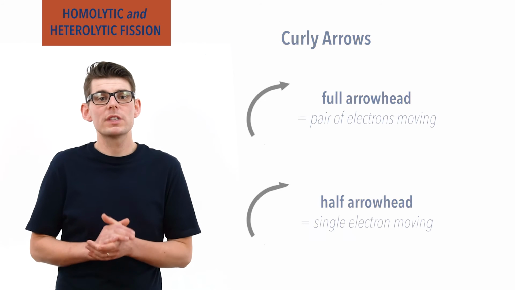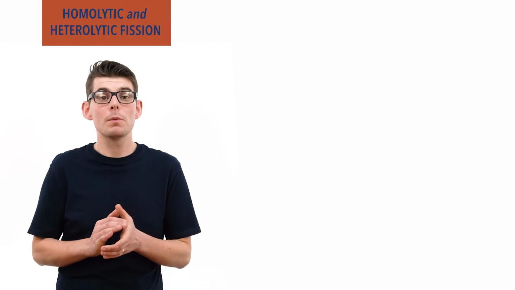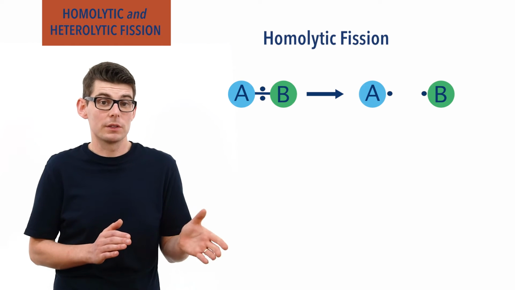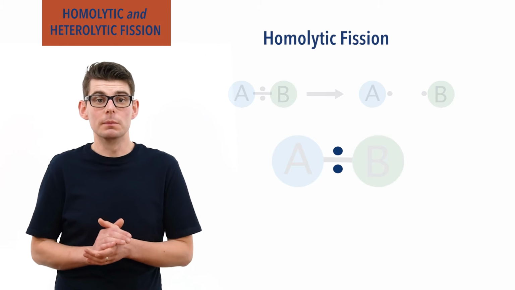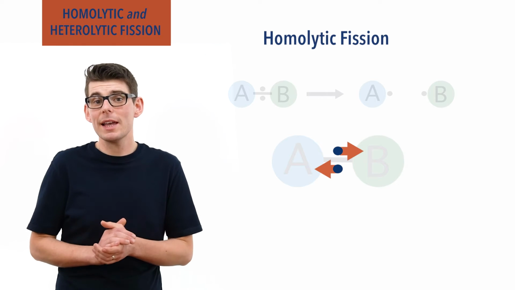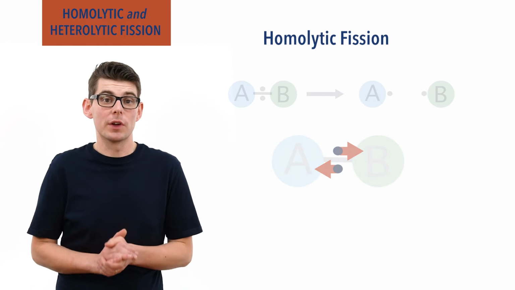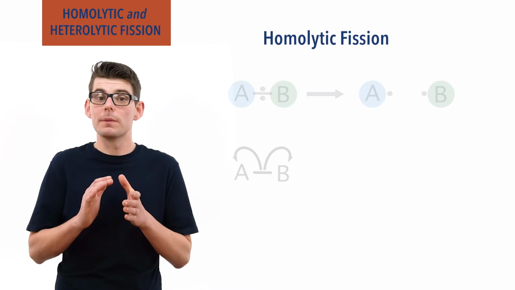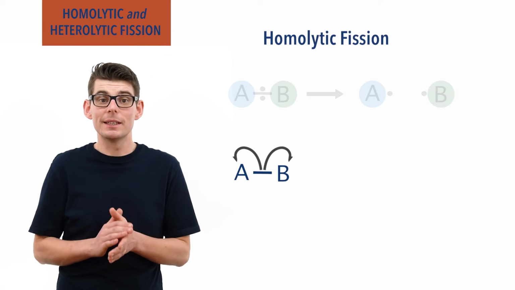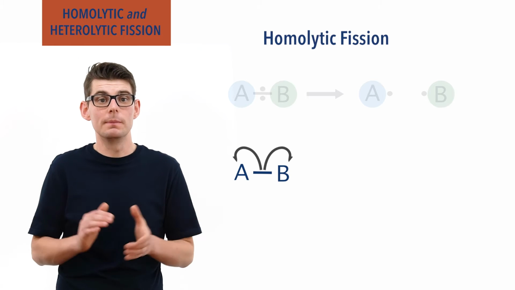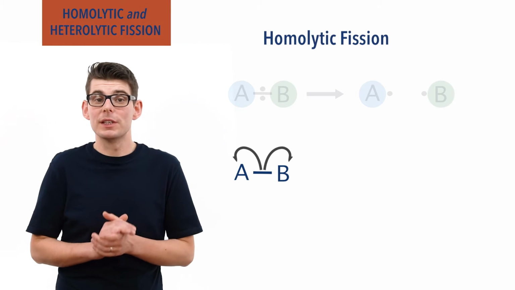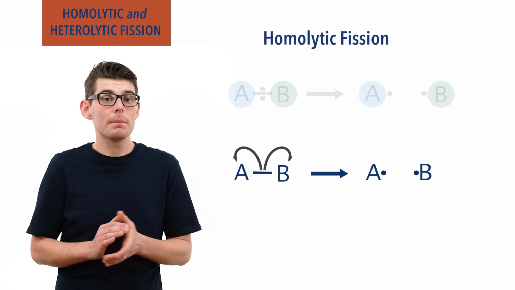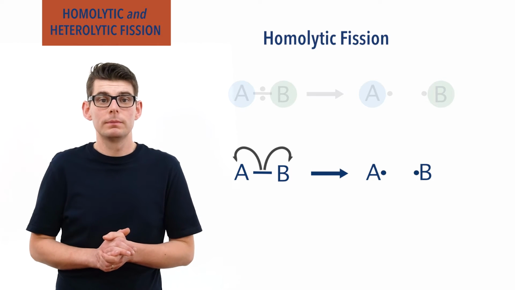If we were to draw this bond breaking process out for homolytic fission, the electrons move from the bond, where they are to start with, to the two atoms. As the two electrons move independently of each other, we would draw two arrows with half arrowheads starting from the middle of the bond and ending pointing towards each atom. Each arrow represents one electron, and each atom now ends up with one unpaired electron from the bond.